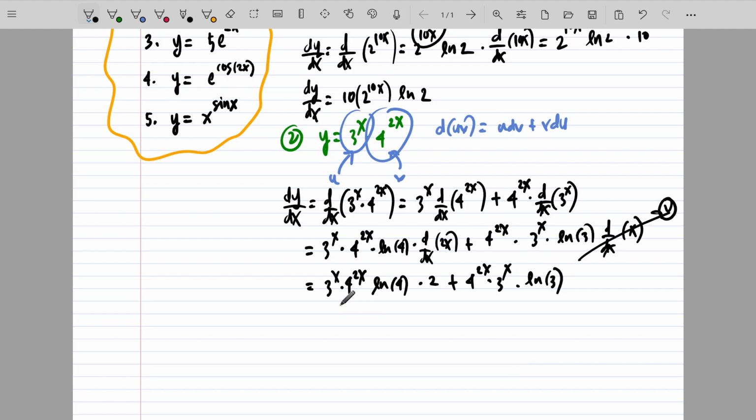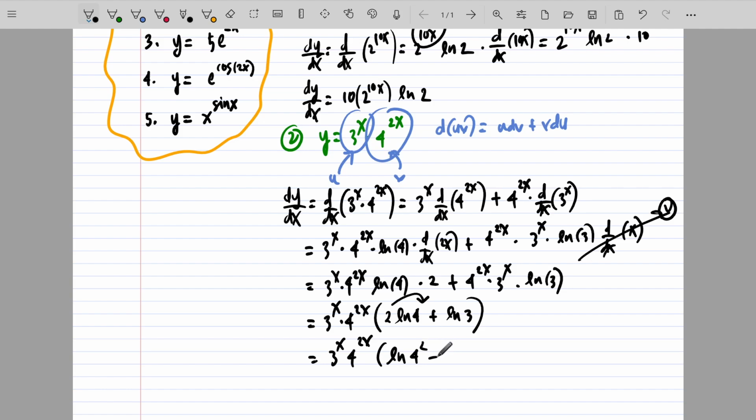Now, 3 raised to x and 4 raised to 2x are common here, so let us factor out those expressions. So 3 raised to x times 4 raised to 2x. Then we have 2 ln of 4 plus ln of 3. Can it be simplified? Actually, this is already fine, guys, but for me I prefer simplifying it. Guys, a coefficient can be moved inside as an exponent, so it becomes ln of 4 squared plus ln of 3. Copy again. The 4 squared is 16, plus ln of 3.